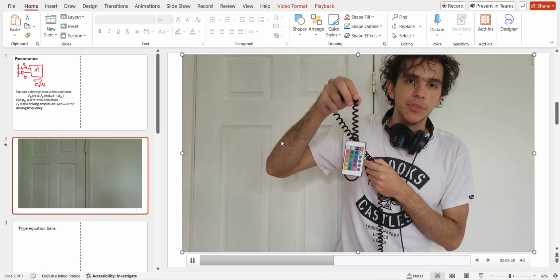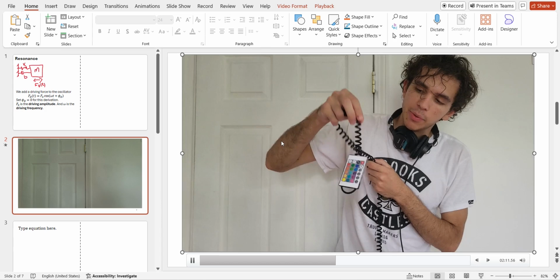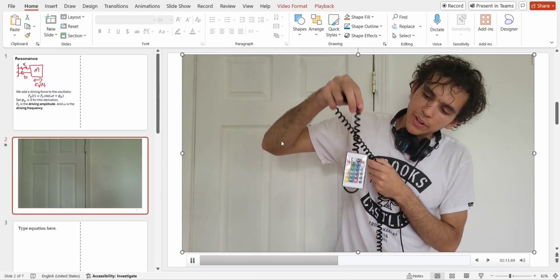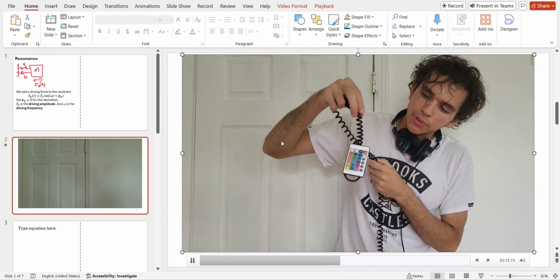Now let's look at a high frequency case, right? So here I'm going to do a really high frequency. It's very hard to do this without exciting other modes.